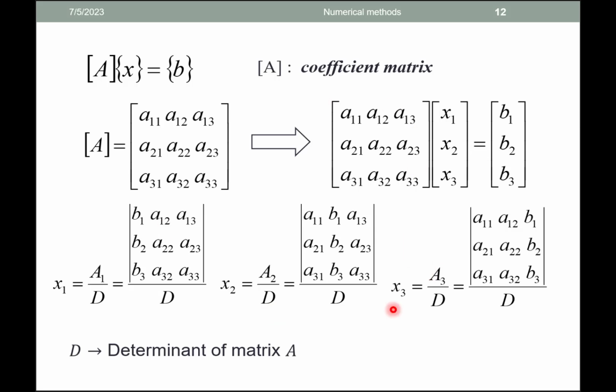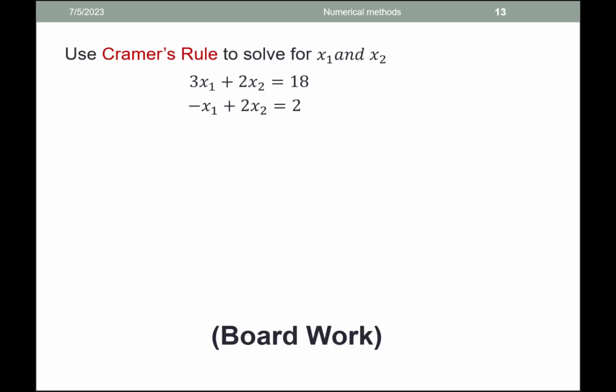Any questions on this so far? All right, so let's do an example.